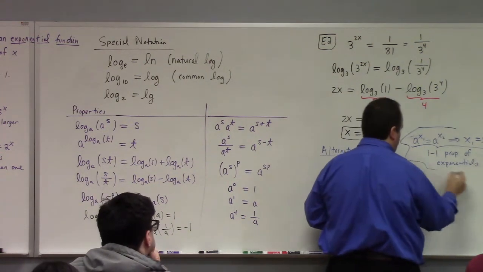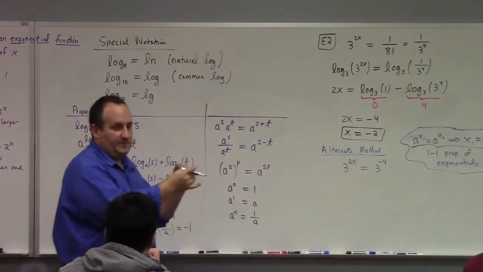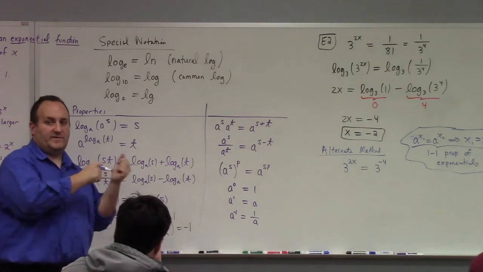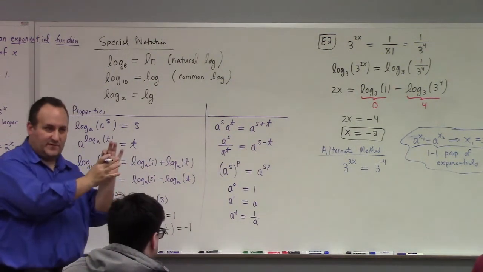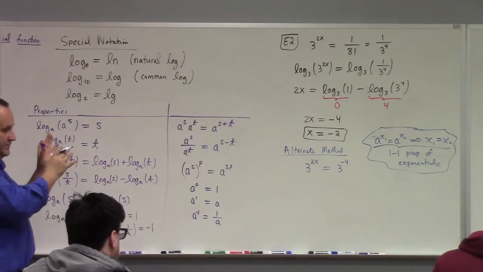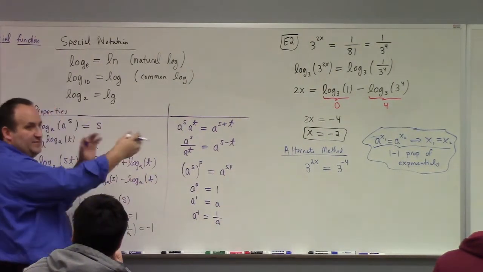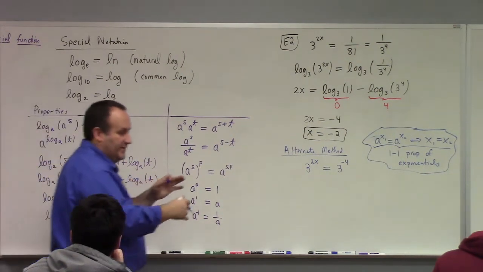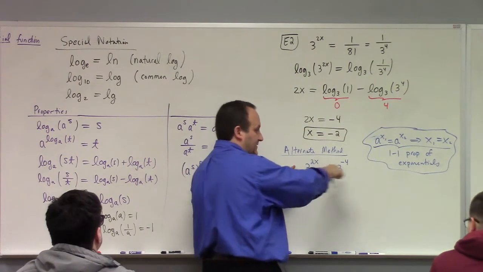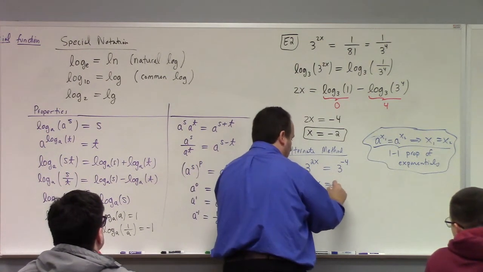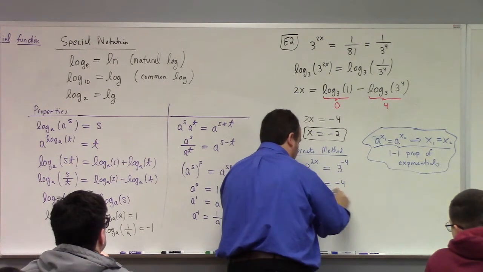Right? So this, we can use this if both sides have the same base, and there's no pluses and minuses, no funny business, just straight up a base to a power equals that same base to a power. When we have that, we can just equate the arguments. See, this gives us 2x equals minus 4, which of course gives us x equals minus 2.